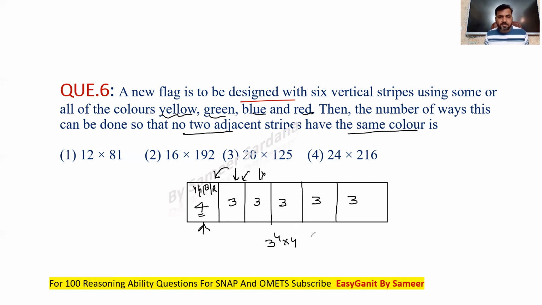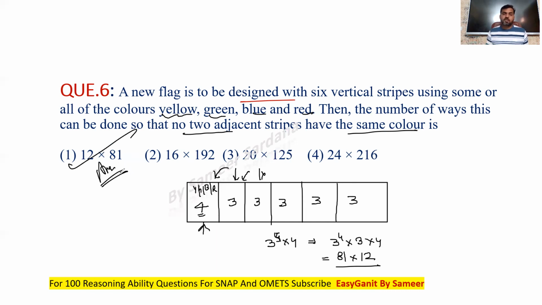Now, if you look at it, 3 power 5 multiplied by 4 is nothing but 3 power 4 into 3 into 4, which can be rearranged as 3 power 4 as 81, 4 into 3 is 12. 81 into 12 is the correct answer of the question, everybody. Moving on to the next question.